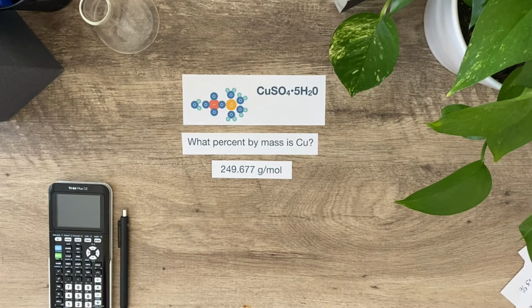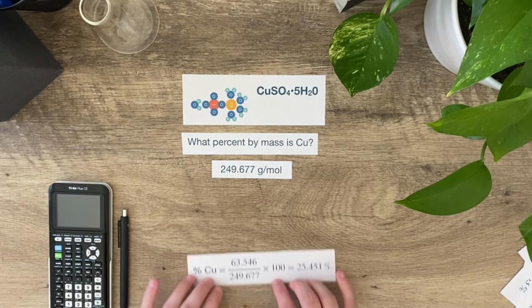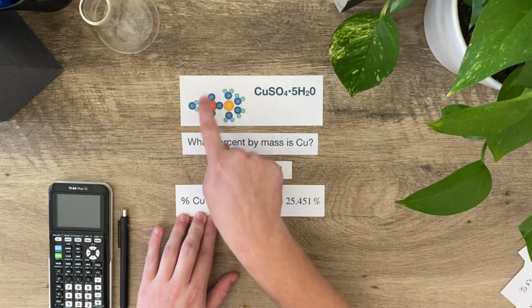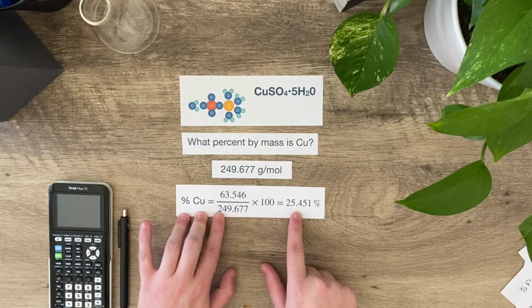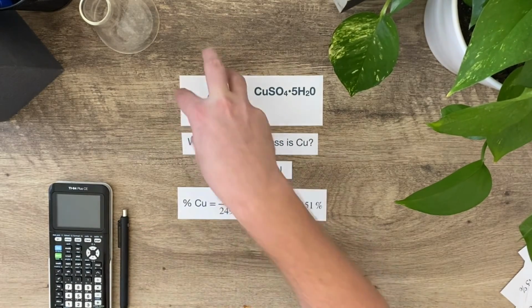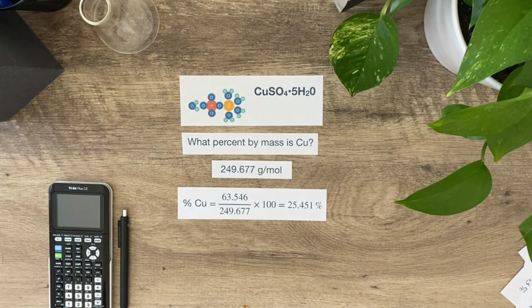Now, in order to figure out the percent mass of copper, I need to take the mass that's copper. Well, there's one copper, so that's 63.546, divided by the total molar mass of the molecule, times 100, and it's roughly 25.451%, which is how much percent by mass that it is copper. That's how we do percent mass.